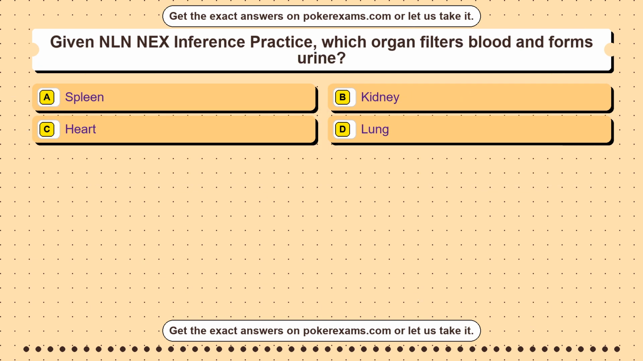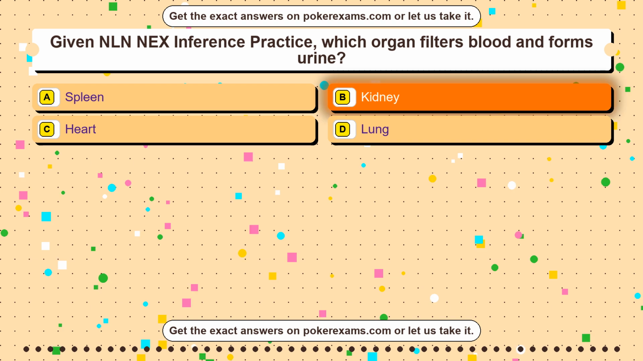Question 8. Given NLN NEX Inference Practice, which organ filters blood and forms urine? Option A. Spleen. Option B. Kidney. Option C. Heart. Option D. Lung. The correct answer is option B.